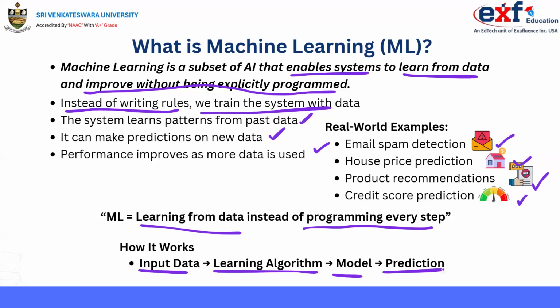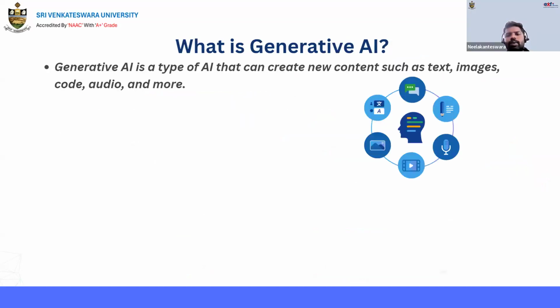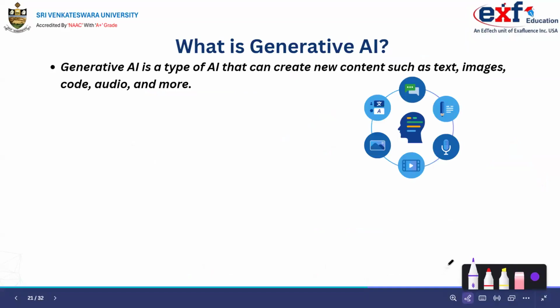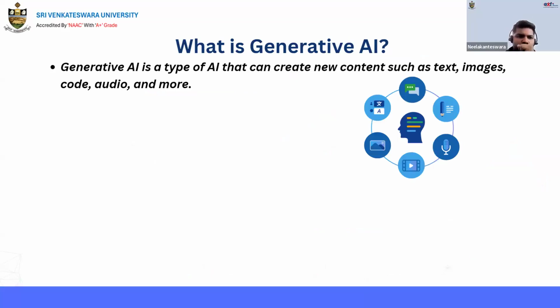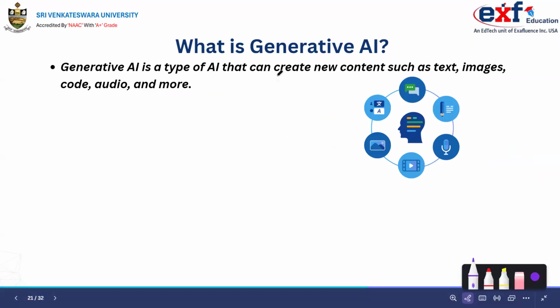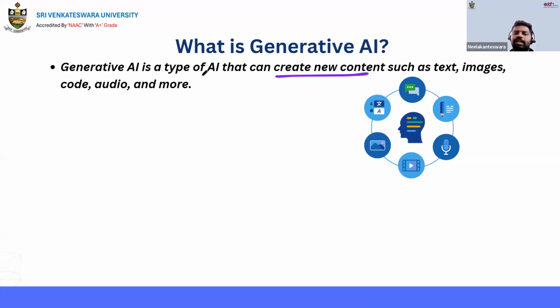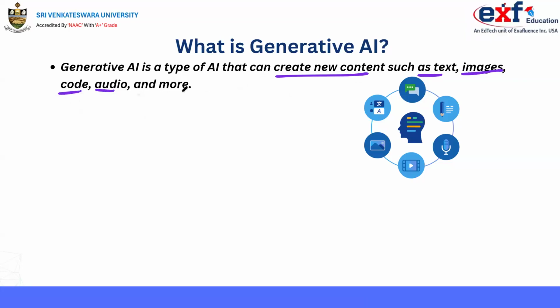And now we see about generative AI. What exactly is generative AI? Up to now, what we discussed, AI and ML, are both used for decision making or prediction purposes. But generative AI, other than analysis or prediction, is used to create new content. Generative AI is a type of AI that can create new content such as text, images, coding, audio, videos, and even more.